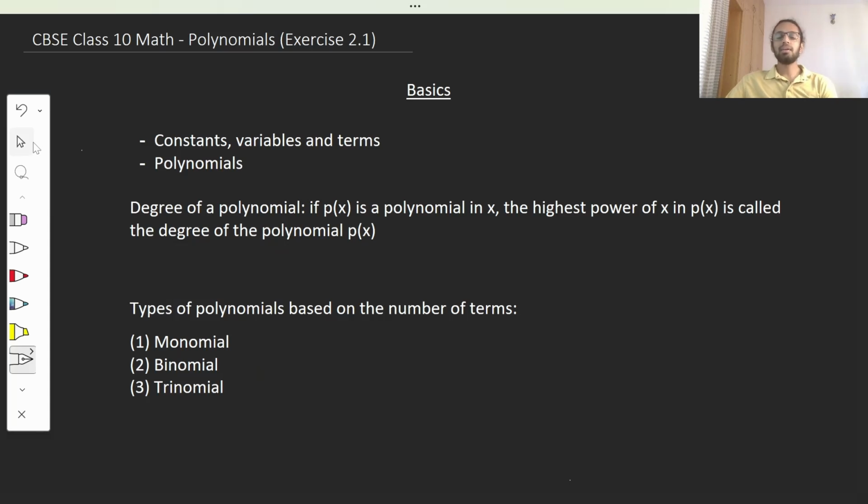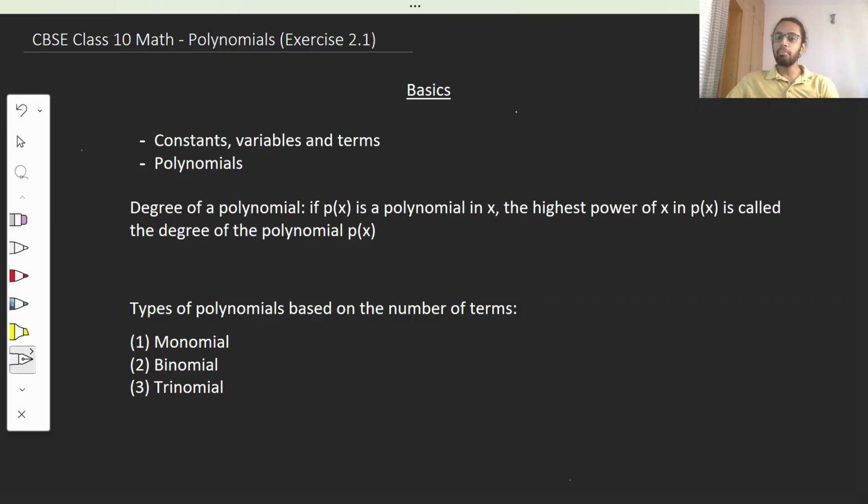Hello everyone. In this video, we are going to learn about chapter 2, which is polynomials. First, let us look into some of the basics that we need to know before we get into this chapter. So, constants, variables, and terms.